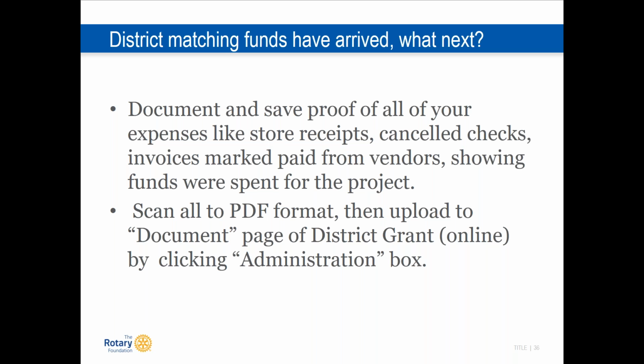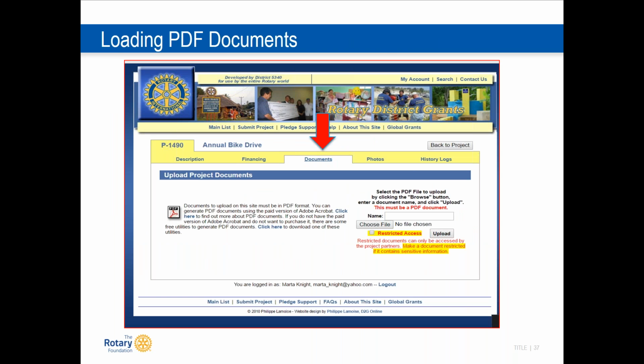So your money has arrived. What happens next? Next, it's very important that you document and save proof of all of your expenses related to the grant, like store receipts, canceled checks, invoices marked paid from vendors, showing that the funds were spent for the project. Scan all of them to PDF format and then upload them on the document page of the district grant by clicking the administration box. And this is what it looks like. Once you hit administration, there's your document page, and then you're going to name the document. You're going to choose the file, and it'll take you to where your PDF is located, and then you upload it.